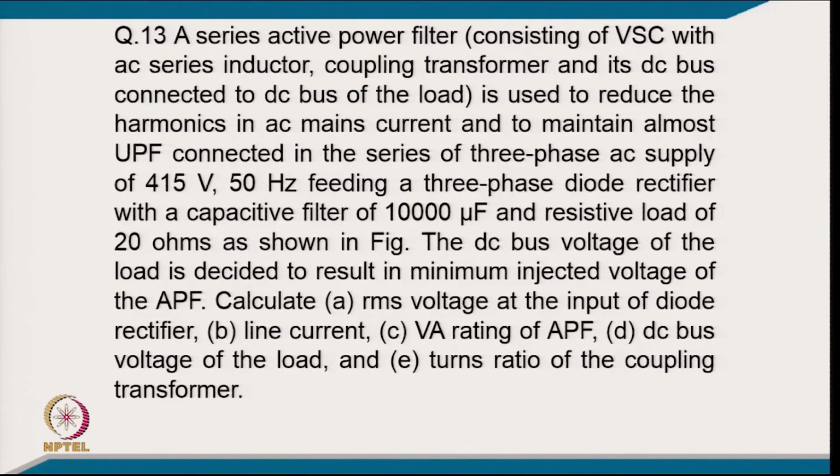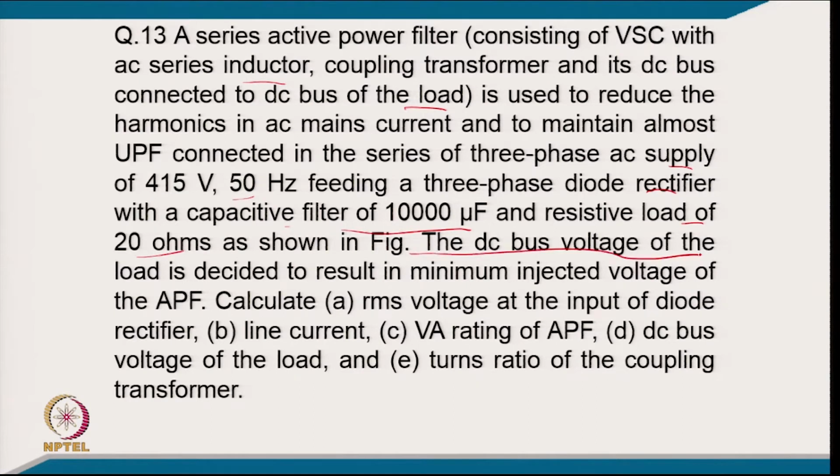So, coming to the 13th example, a series active power filter consisting of voltage source converter with AC series injector coupling transformer and its DC bus connected to DC bus of the load is used to reduce the harmonics in AC mains current and to maintain almost unity power factor. It is connected in series with the 3-phase AC supply of 415 volt 50 Hz feeding a 3-phase diode rectifier with a capacitive filter of 10,000 microfarad and a resistive load of 20 ohm as shown in the figure.